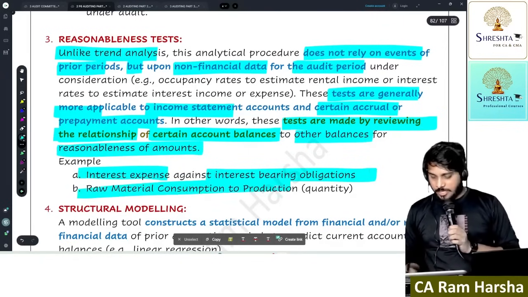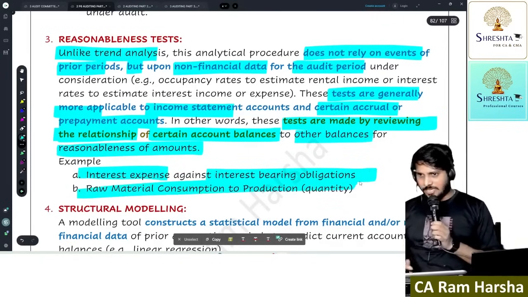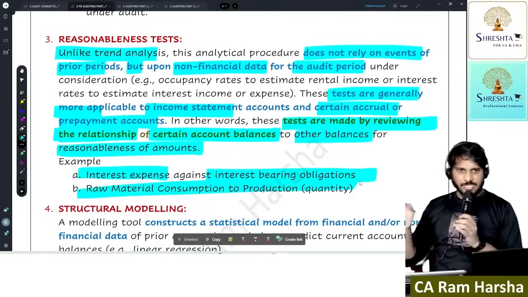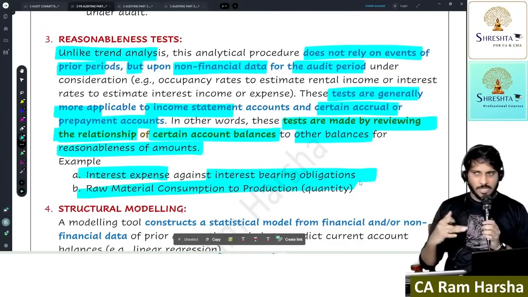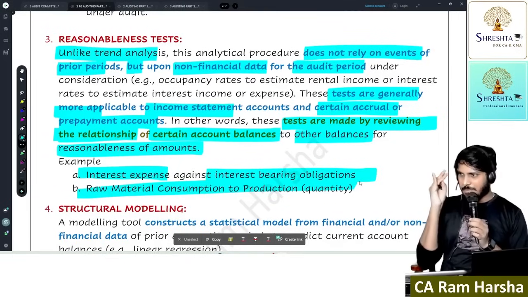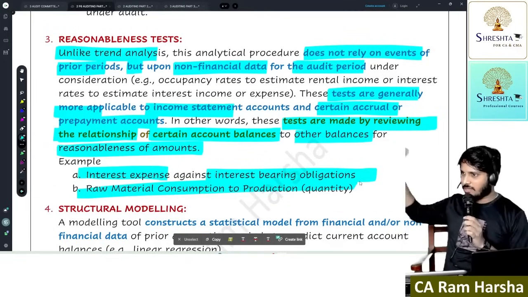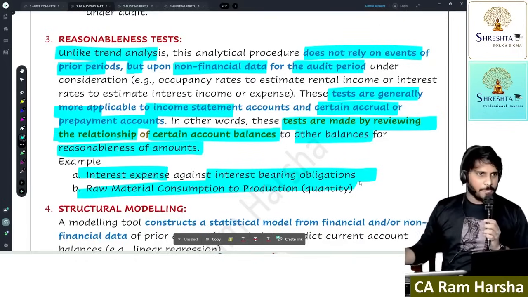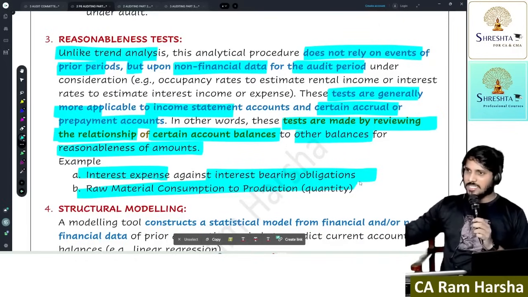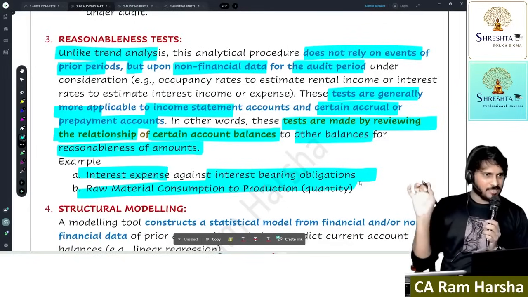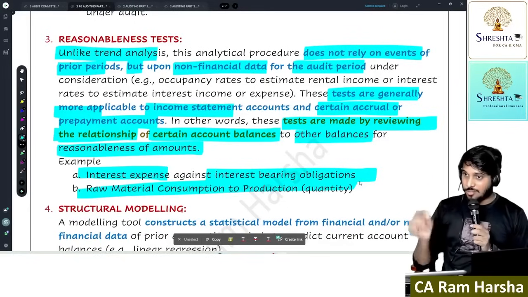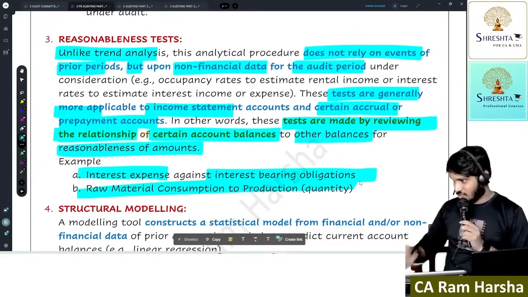Next, raw material consumption to production. Raw material consumption to production is also a technique of ratio analysis, but here the main objective is whether it is appearing reasonable or not. Management is telling me 10 crore worth of inventory was sold, 2 crore worth lying. How much is generated? Totally they are saying 12 crore. Is it reasonable? Is it correct? I want to check it out. So that is called reasonableness test.